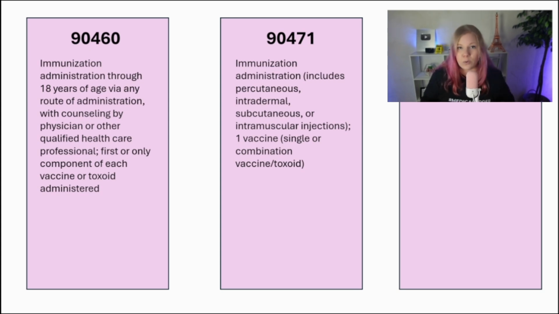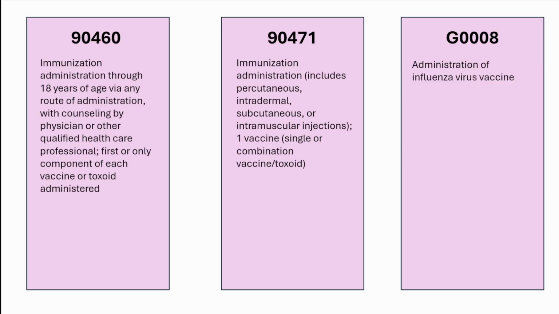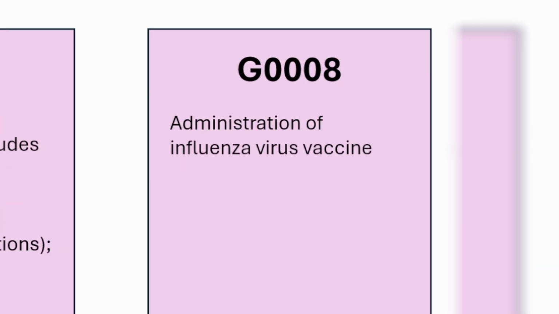That is not a quote-unquote adult code. It's that we have 1 code that's specifically for peds and for if counseling was done and documented, and then 90471 does not have an age restriction. But then we have 1 more wrench thrown in here: Medicare patients. Medicare is special, so it has a G code that they want you to use for Medicare patients. So G0008 is for administration of influenza virus vaccine.